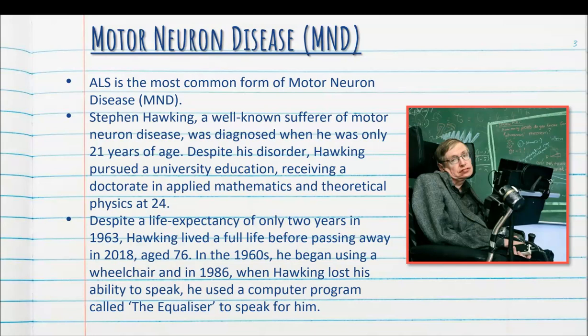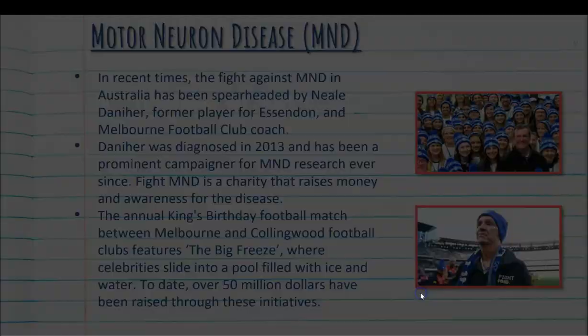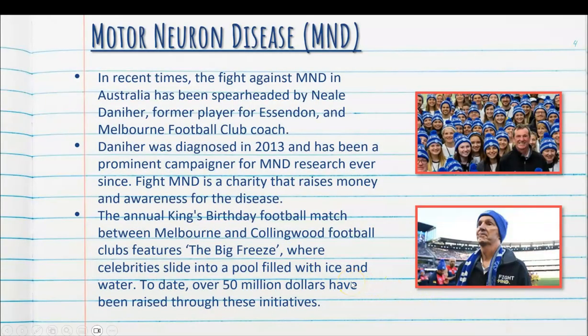So in the 1960s, he began using a wheelchair, and in 1986 lost his ability to speak. He then started using a computer program called the Equalizer to speak for him. So in more recent times, and here in Australia, the fight against MND has been spearheaded by Neil Danaher, who was a former player for Essendon and Melbourne Football Club coach.